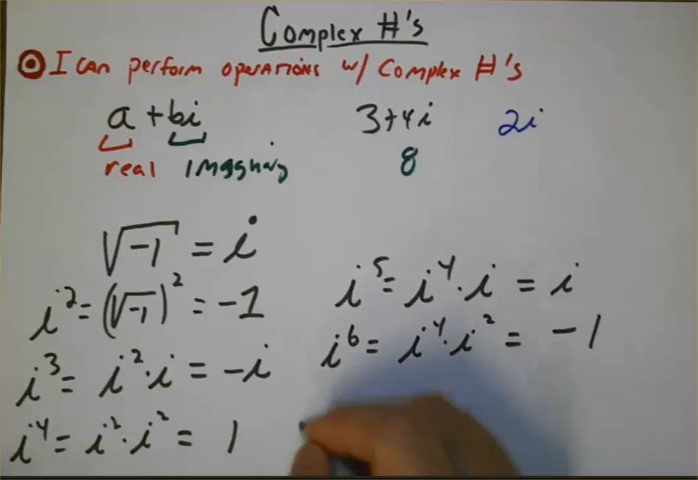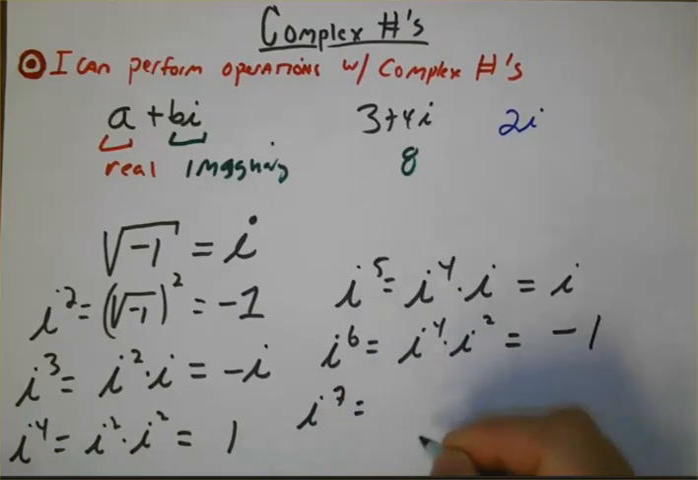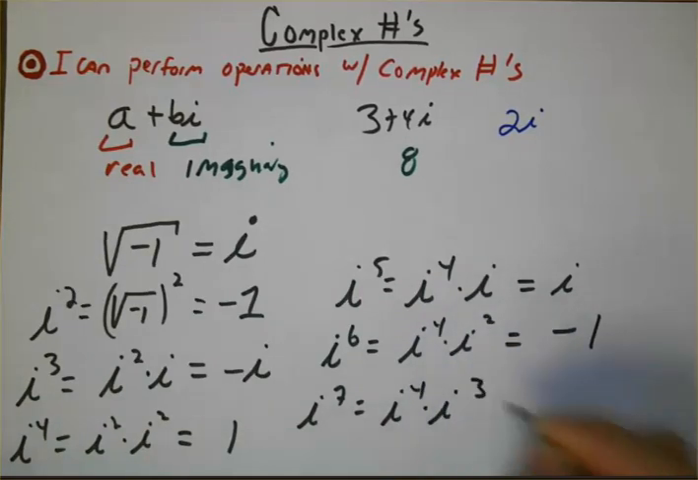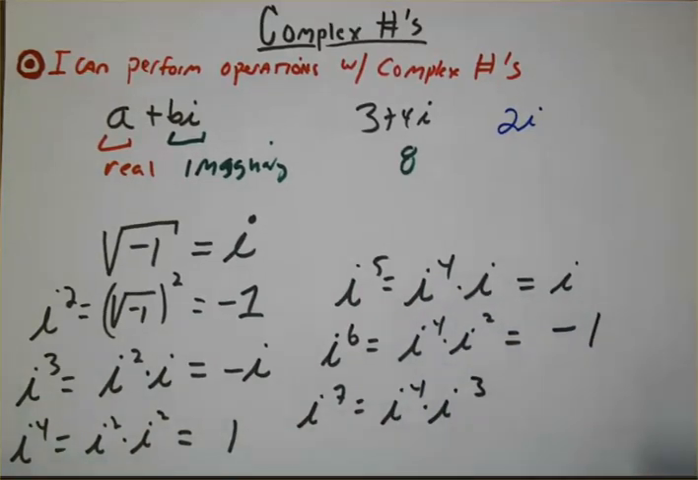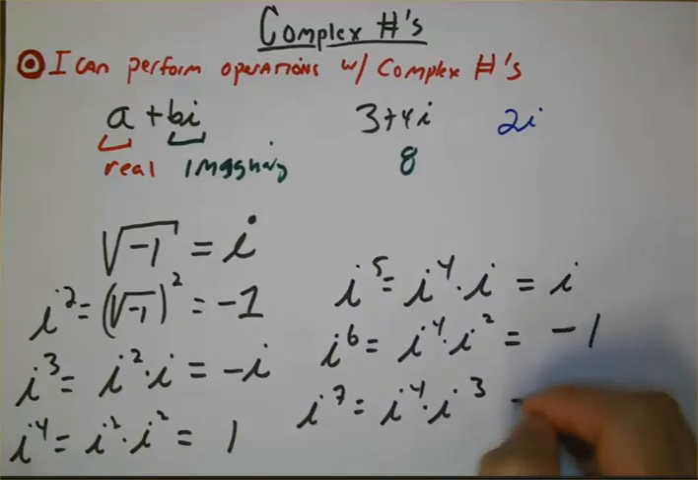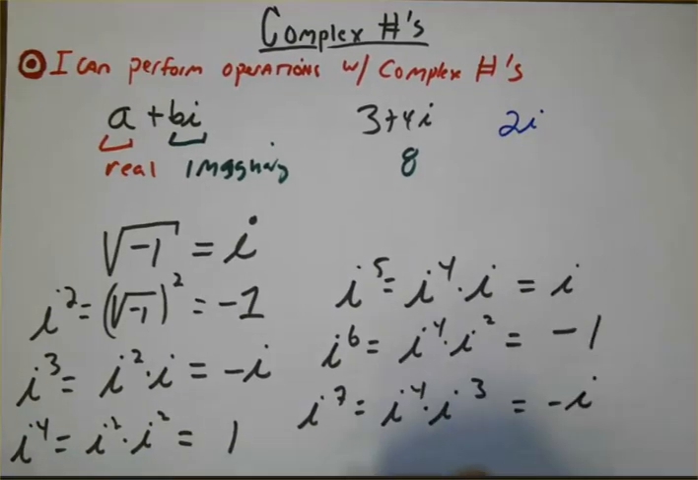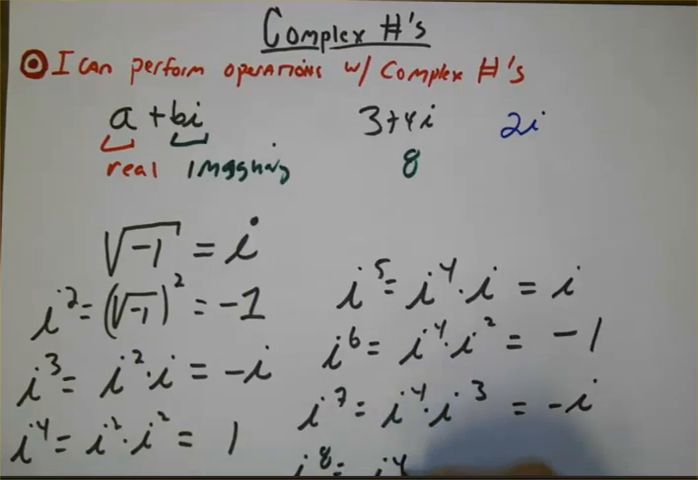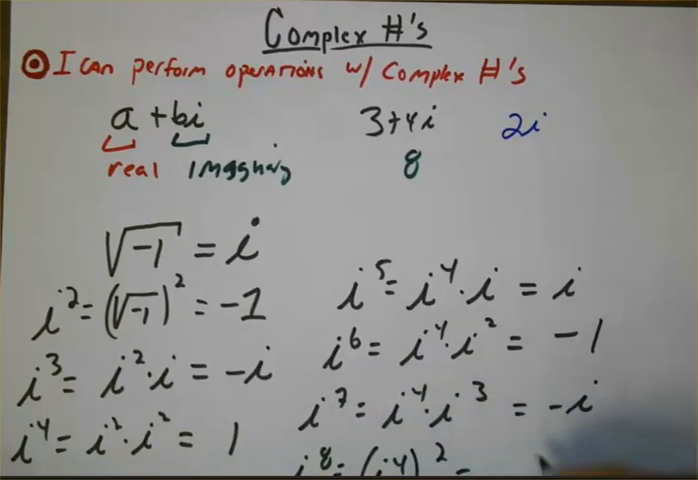And then you take i to the seventh. Well, that's real easy. That's i to the fourth times i cubed. I to the fourth, you told me a second ago, was 1, and i cubed was -i, so this is going to be -i. And then you have i to the 8. Well, i to the 8 is easy. That's simply i to the fourth squared. So that's just going to be 1.